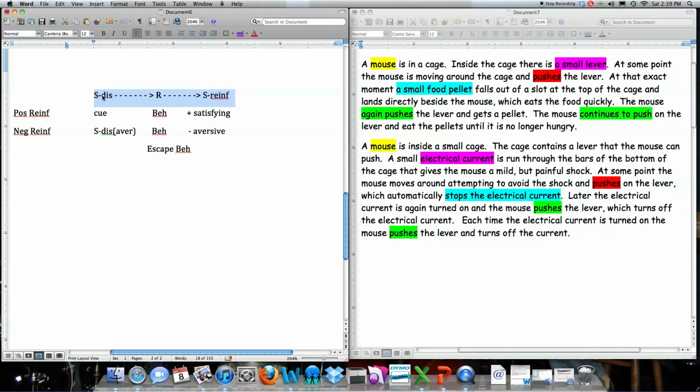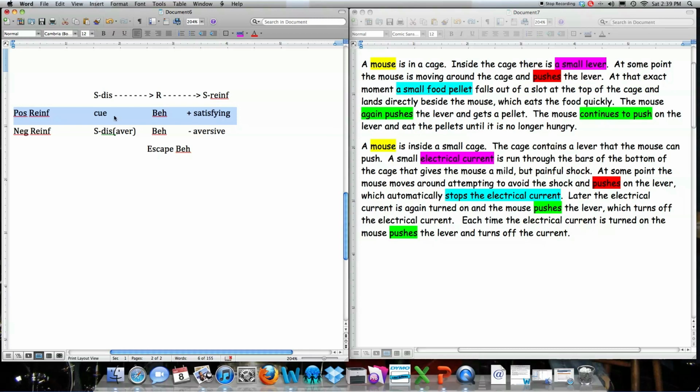The three components: the discriminative stimulus, the response or behavior, and the reinforcement stimulus. Okay? Now, for positive reinforcement, this stimulus is something that happens at the beginning, or something that's an object that's close by, or a situation. It's something that becomes a cue or a signal to perform the behavior. After the behavior is performed, something is added. That's why I have this plus sign here. Something satisfying, a stimulus, okay?